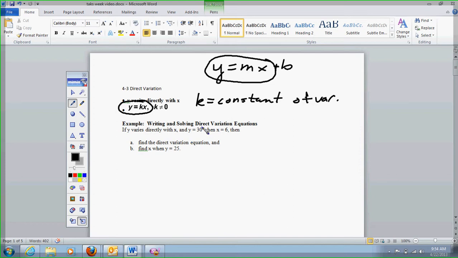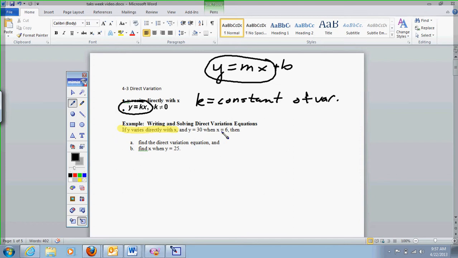It says, writing and solving direct variation equations. It says, if y varies directly with x, and when it says this, all it means is you're going to use this, y equals kx, okay? And y is 30 when x is 6. Find the direct variation equation. Okay, that means we have to find k, this constant of variation.